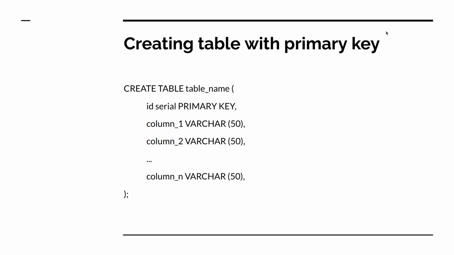In this lecture we will create a new table with a primary key in it, and in some other lecture we will learn how to add a primary key to an existing table. Here on my screen you can see the syntax of creating a table with a primary key. The syntax is very similar to creating a table without a primary key. Here I used id serial primary key.